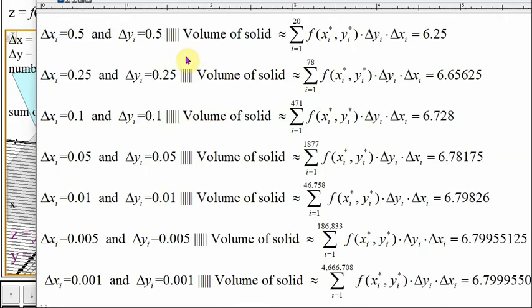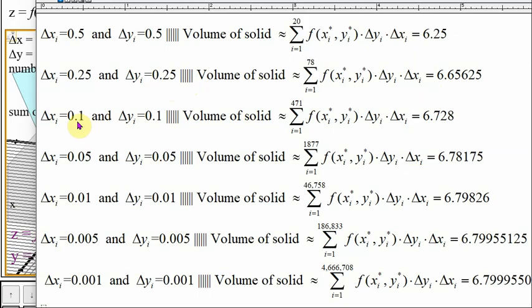And so here's a summary of what I just did. When the length and the width of each rectangle inside of region R is 0.5, then the sum of the volumes is approximately 6.25. And when the length and the width of each rectangle inside of region R is 0.25, then the sum of the volumes of the prisms is 6.65.